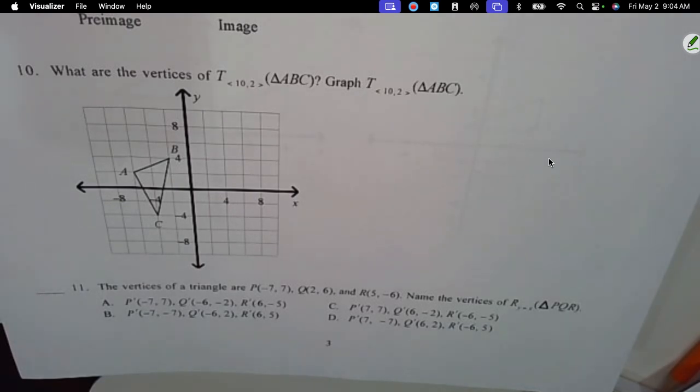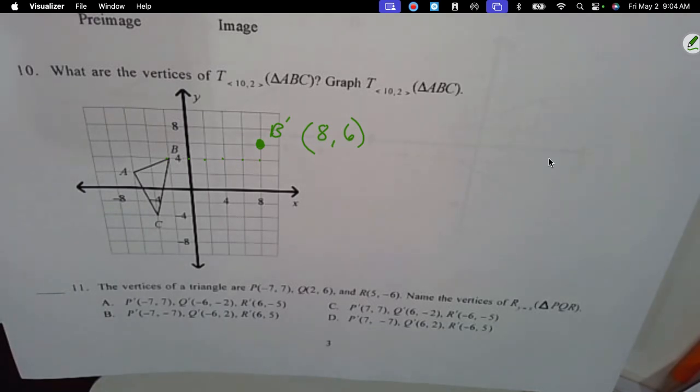So we're going to count by 2s. I go over 2, 4, 6, 8, 10, and up 2. And what letter is this? It was B. So here's B prime. And if you want to put your answer right here, what's our ordered pair? It looks like it's over 8 and up 6. 8, 6. Everybody okay with that one?